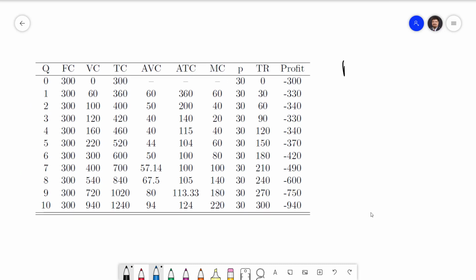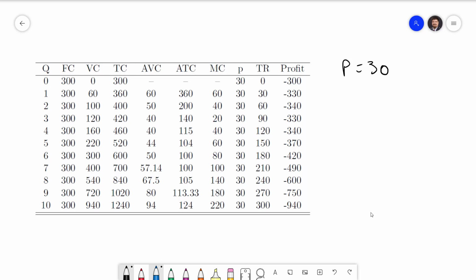Let's look at another example, this time with a market price of 30. Since we already did this once, I went ahead and filled in the chart. Again, total revenue is price times quantity, and profit is total revenue minus total cost. We can see from the profit column here that no matter what the firm does, they're going to take a negative profit, which we also call a loss.